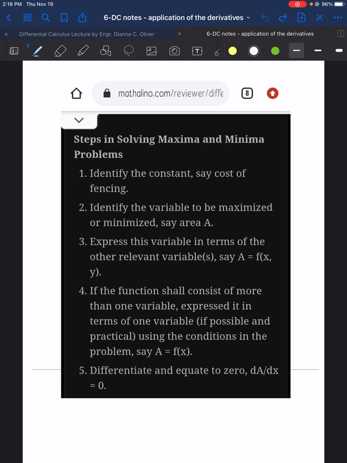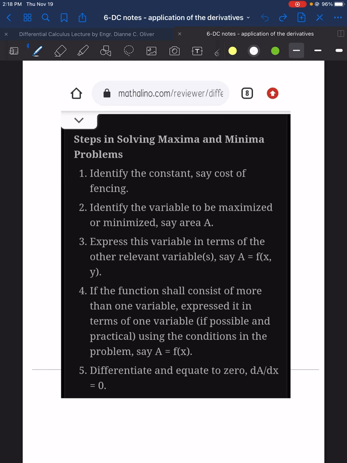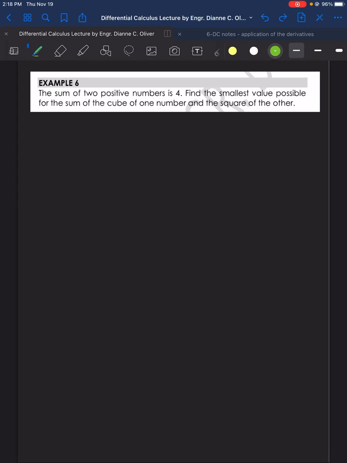Number 1 is identify the constant. The constant here in this problem is the sum of the two positive numbers, which is 4. Next, identify the variable to be maximized or minimized. So here, what we are minimizing, or looking for the smallest value, is the sum of the cube of one number and the square of the other. So S, or the sum, is to be minimized.